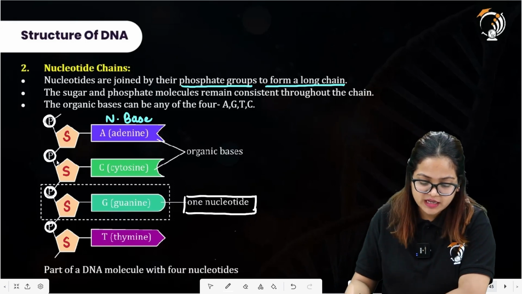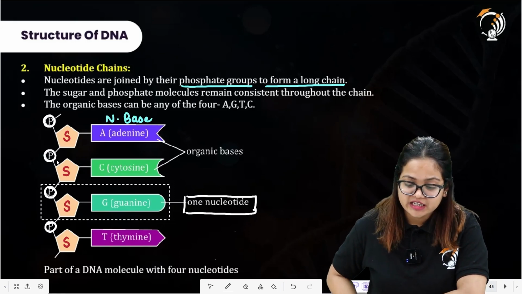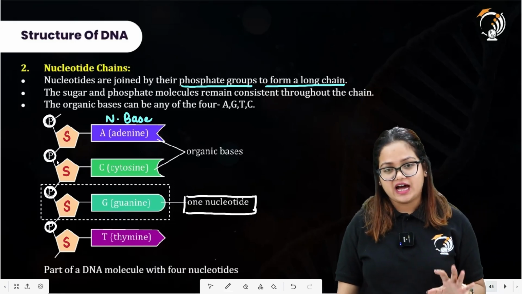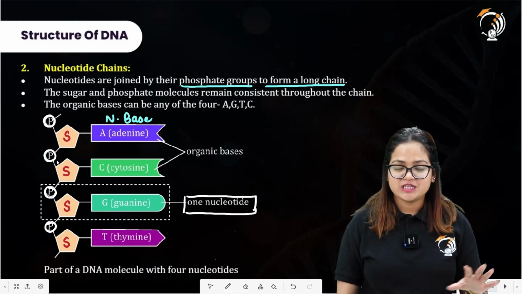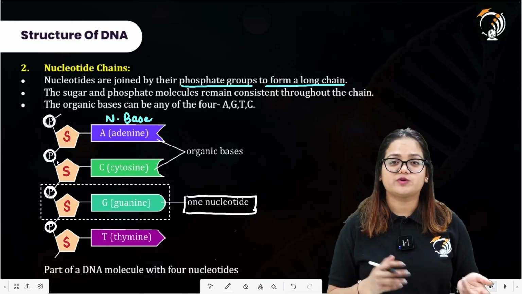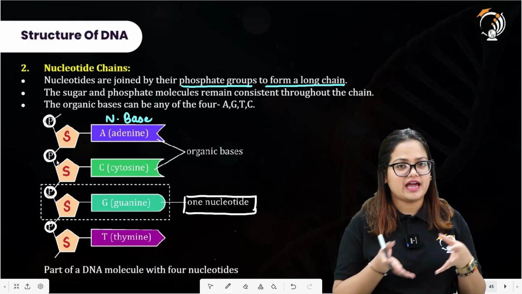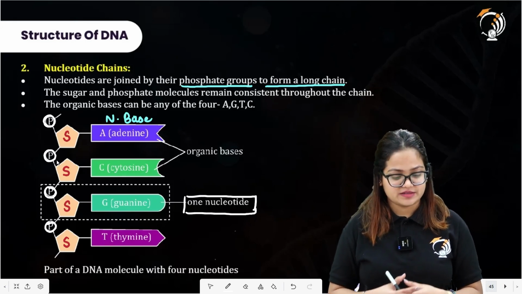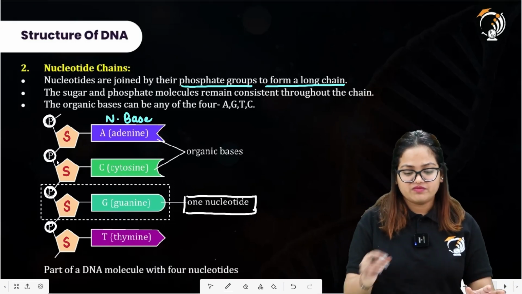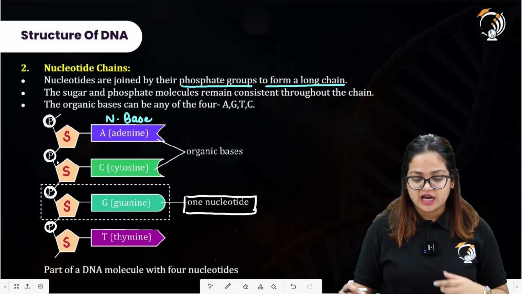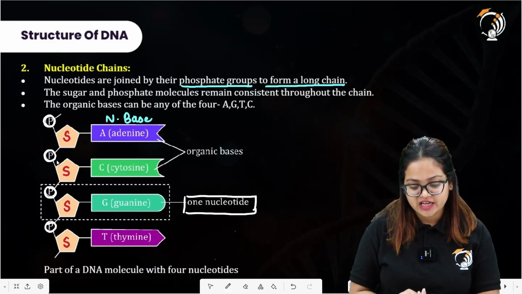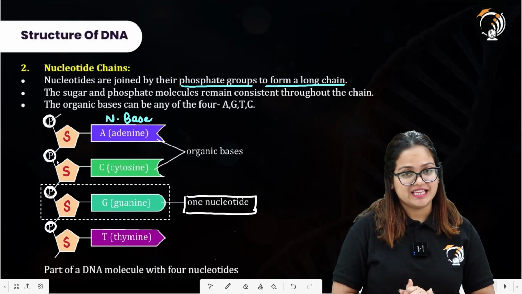The sugar and phosphate molecules remain consistent throughout the chain. Sugar and phosphate molecules are found in all of the nucleotides, whereas one nucleotide differs from another in having a different kind of nitrogenous base. It can have adenine, cytosine, guanine, or thymine. I hope this is understood and clear to you all. A part of a DNA molecule with 4 nucleotides: one nucleotide having adenine, another having cytosine, another having guanine, another having thymine.